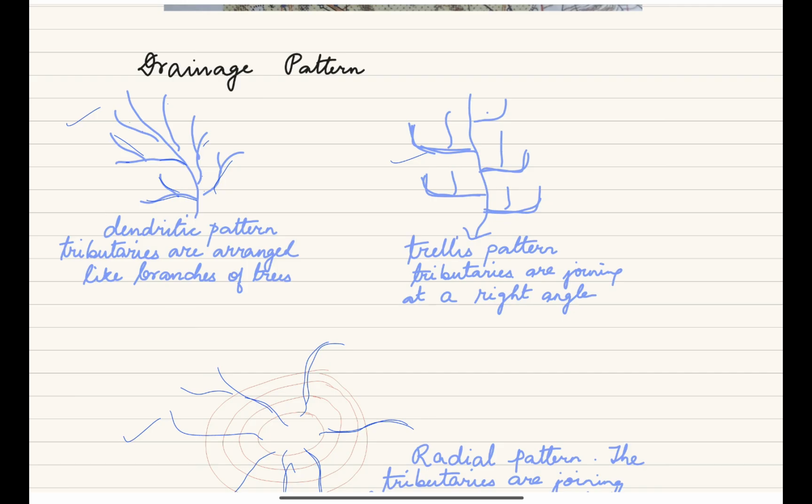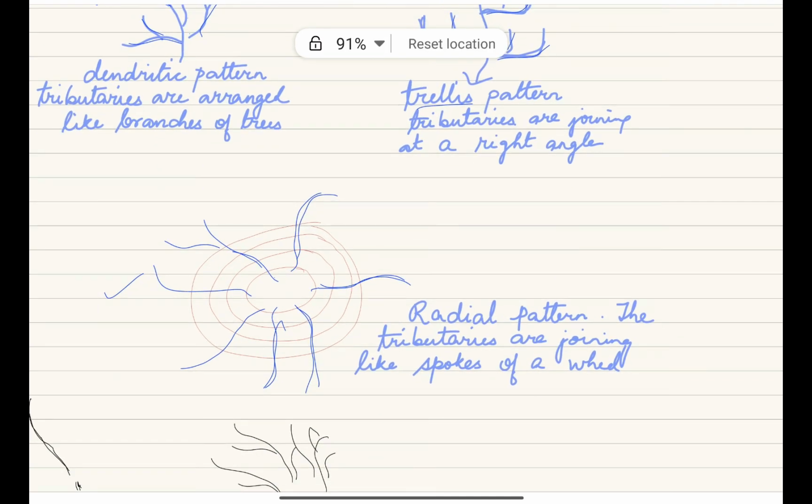Whereas in trellis pattern, the tributaries are joining more or less in a straight line at right angle. They are joining at right angle, straight line. And in radial pattern, this is a hill, and from the hill all the tributaries are flowing out like spokes of a wheel, and this pattern is known as radial pattern.